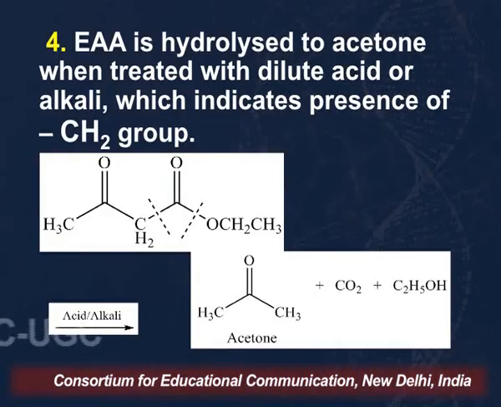Now the next point, ethyl acetoacetate on hydrolysis gives acetone. And we are carrying out the hydrolysis with dilute HCl or dilute NaOH. So when it is giving acetone, this clearly indicates that the methylene group present in ethyl acetoacetate is the reactive methylene group.